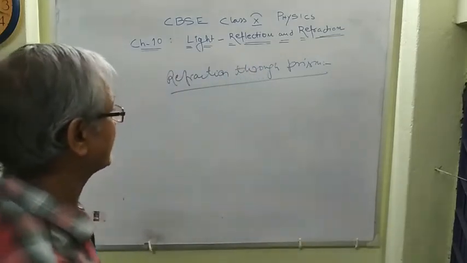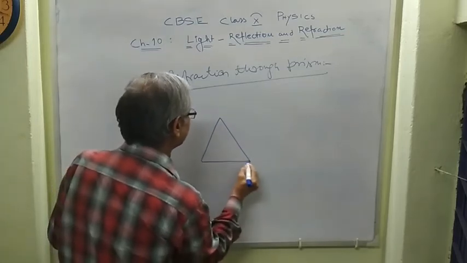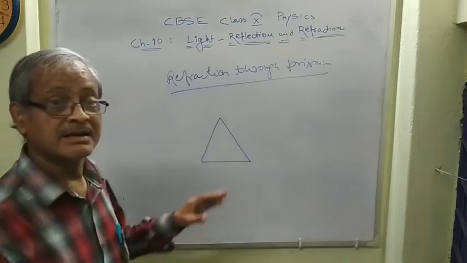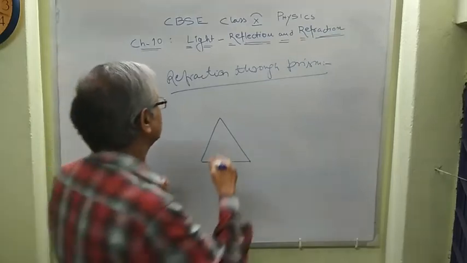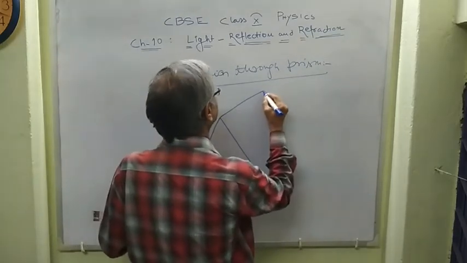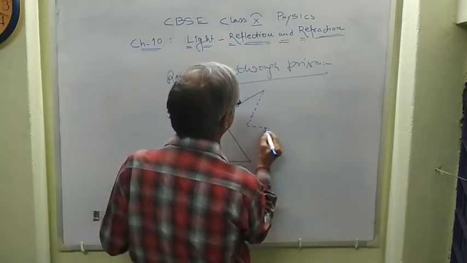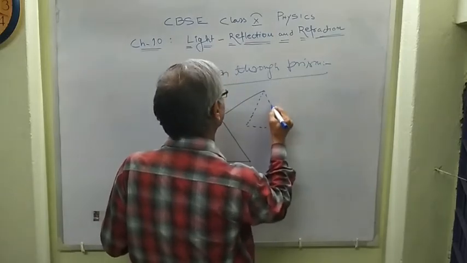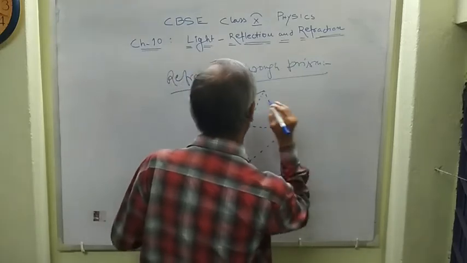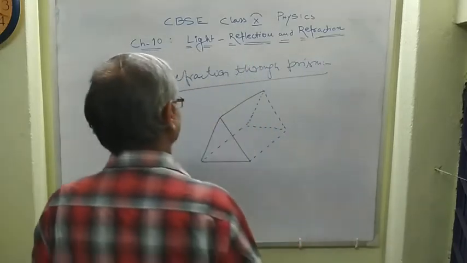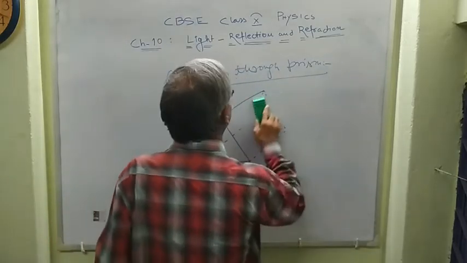A prism is a refracting medium. Right? In which it will be written in broader form.